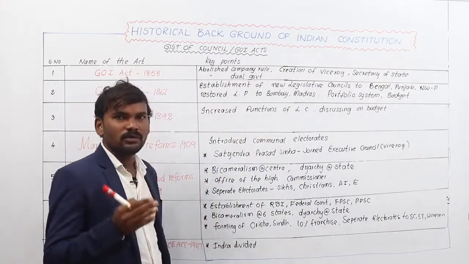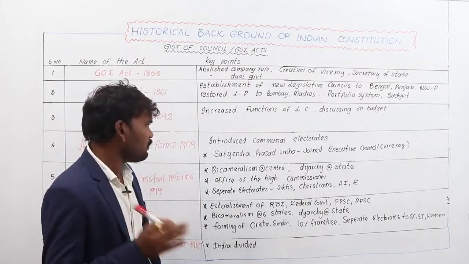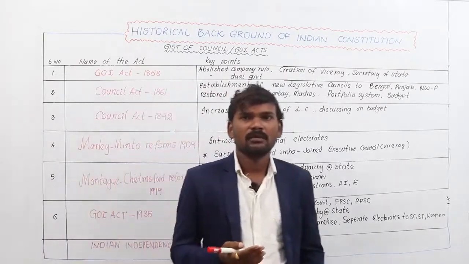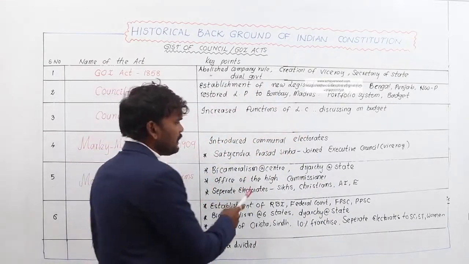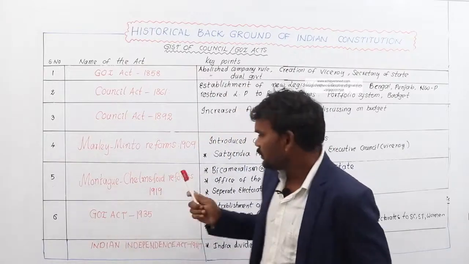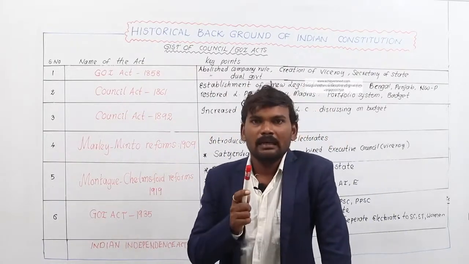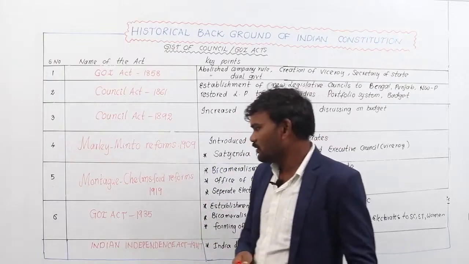And it created an office of High Commissioner in London. By the 1919 Act, it created an office of High Commissioner in England, and it also continued the creation of separate electorates for specific communities in India. It created separate electorates for the Sikhs, Christians, Anglo-Indians, and Europeans. What was already introduced in 1909, it continued by providing separate electorates to the Christians, Anglo-Indians, Europeans, and Sikhs. Coming to the next one, Government of India Act 1935.